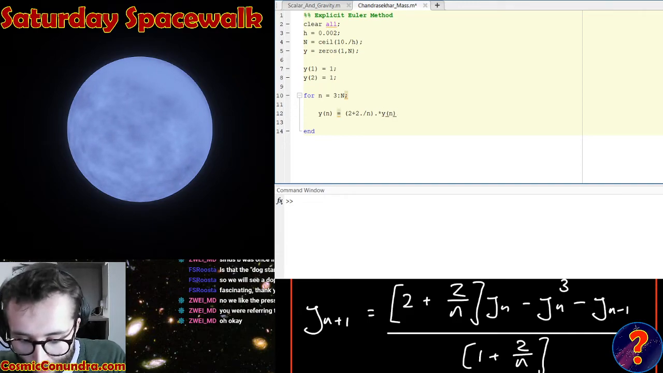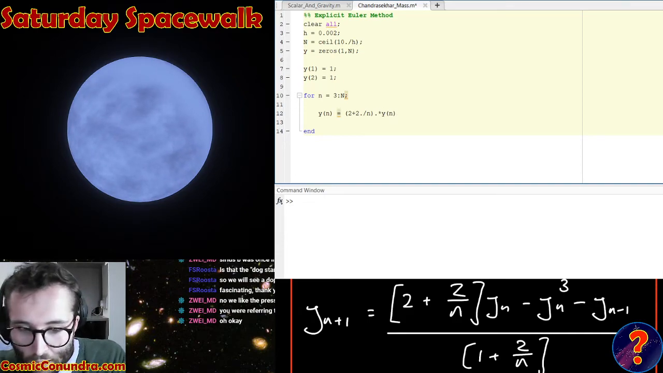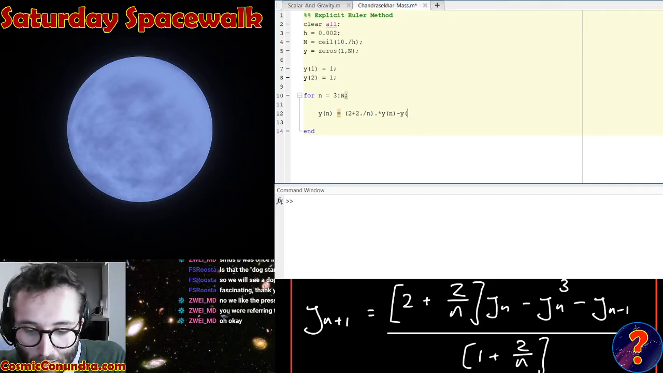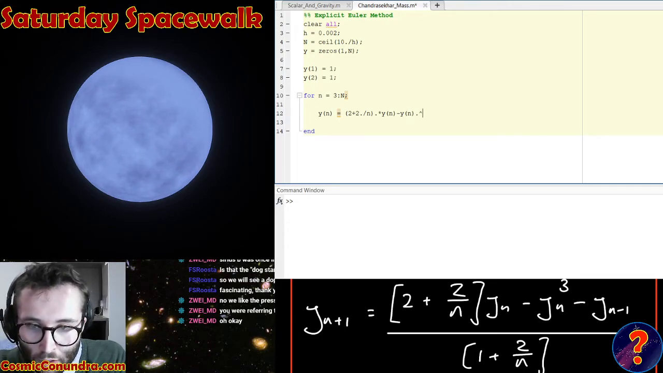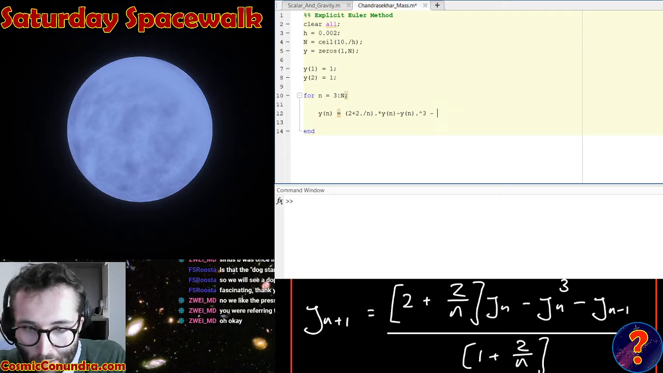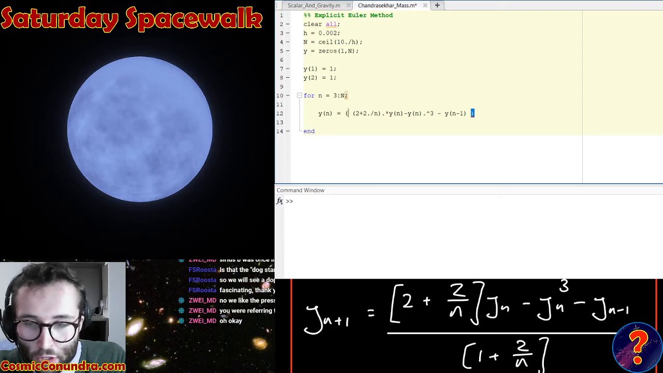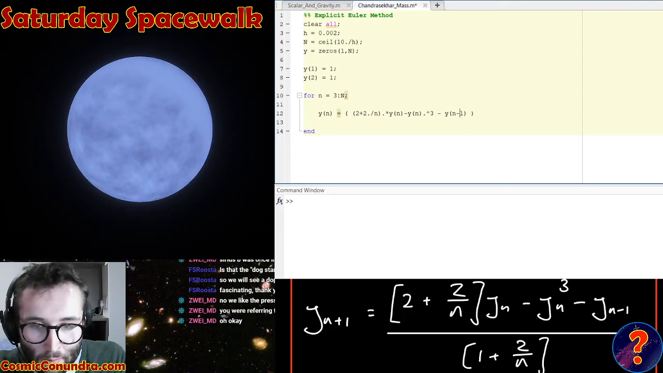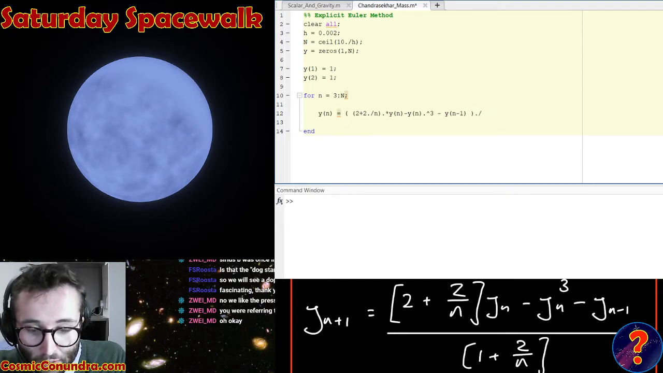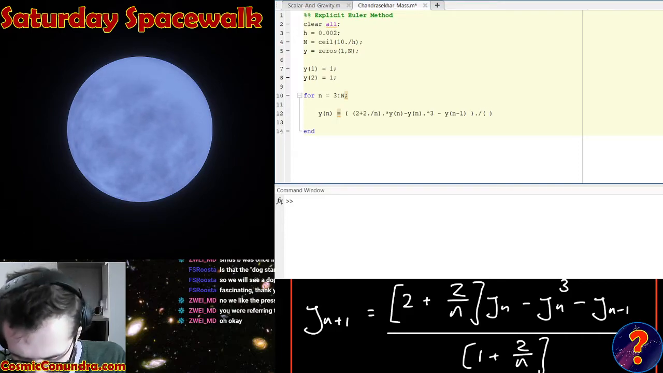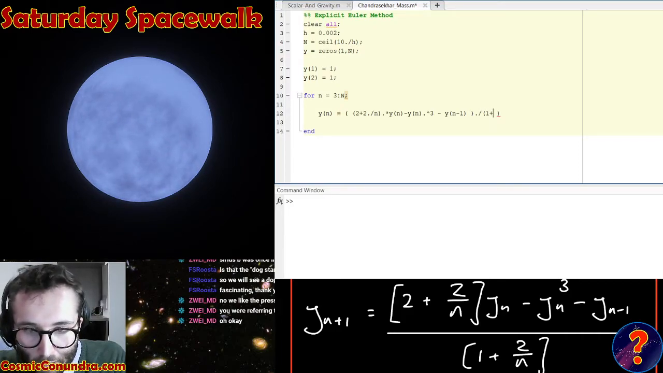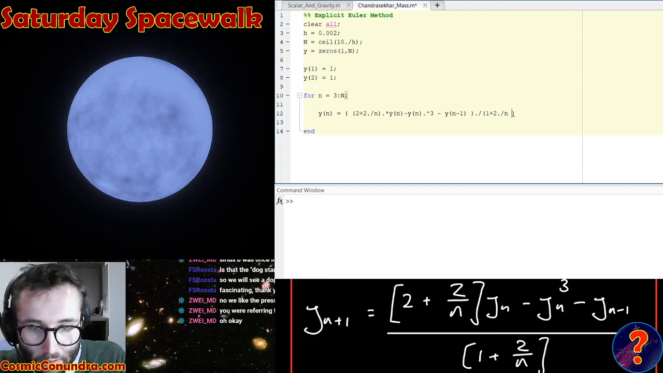This is in the numerator. I'll do the numerator first, and then I'll put it all over the denominator. And that is minus yn all cubed and minus yn minus 1. Now I put that entire numerator in a bracket, and then I have to divide by the denominator, which, as you can see, is 1 plus 2 over n.